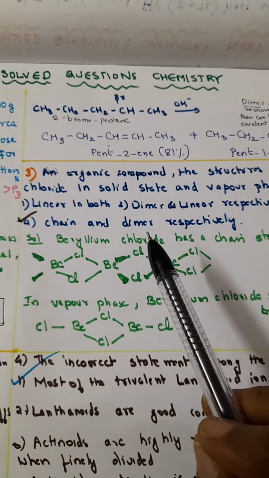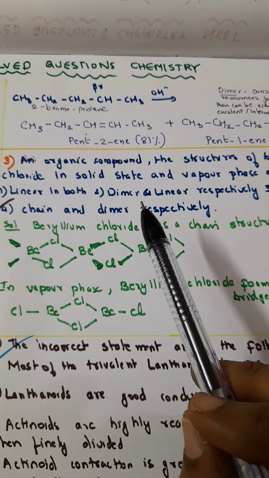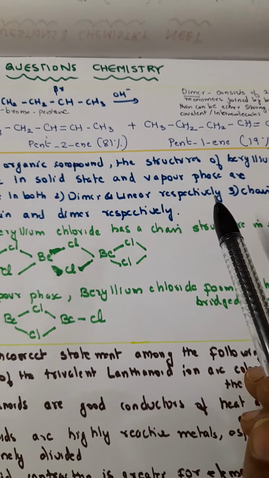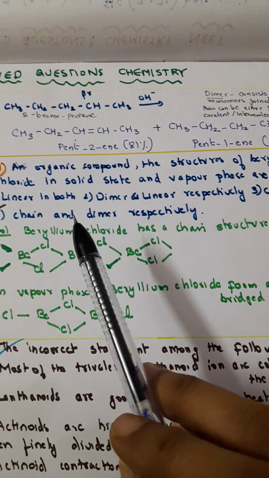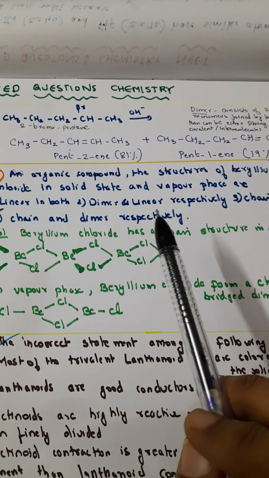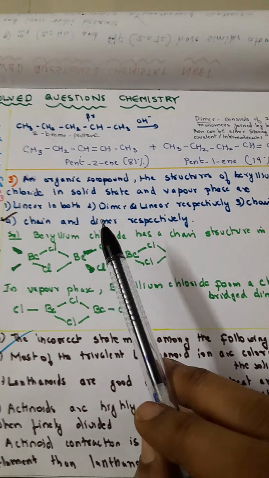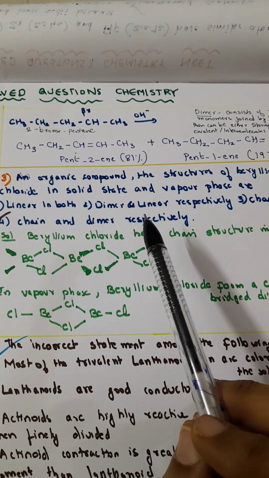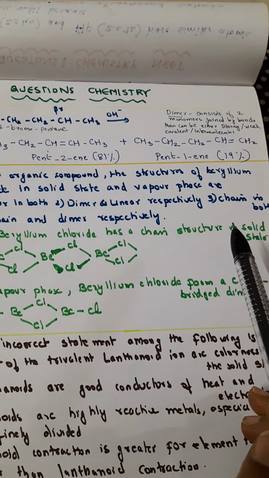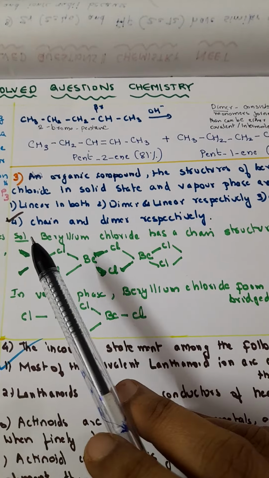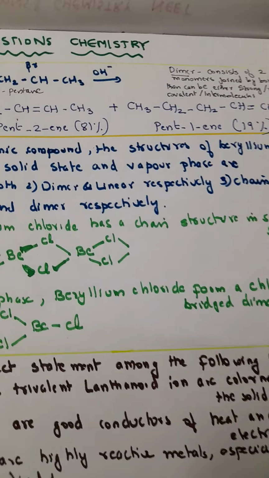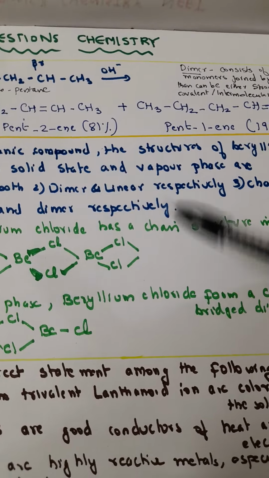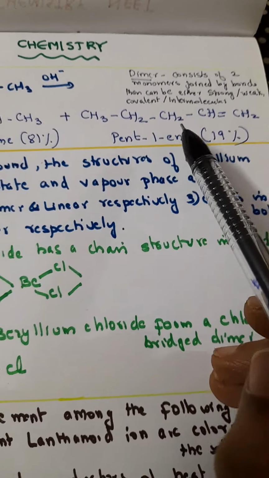Okay, now the next question is an inorganic compound. The structures of beryllium chloride in solid state and vapor phase are, they are giving 4 options: linear in both, dimer and linear respectively, chain in both, chain and dimer respectively. So before I explain the solution to this question, let us see what is a dimer.